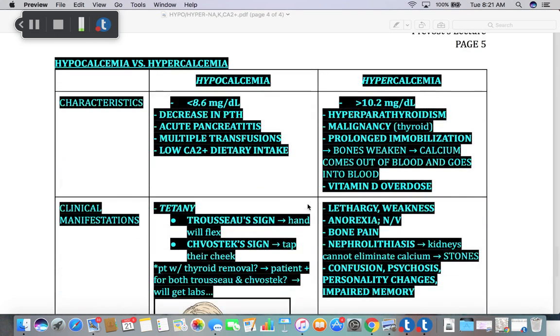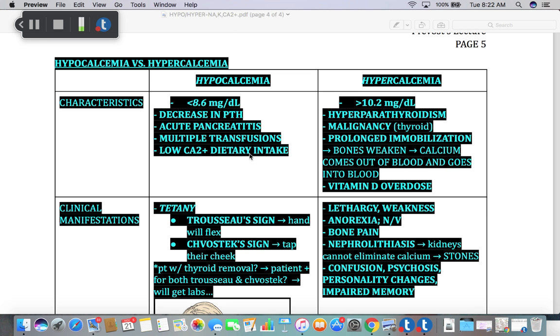Hypo versus hypercalcemia. So hypocalcemia is caused by a decrease in PTH, so in hypoparathyroidism, also acute pancreatitis, multiple transfusions, and a low calcium intake. Hypercalcemia is caused by hyperparathyroidism, malignancy, prolonged immobilization since the bones weaken, and the calcium is going to come out of the bones and go into the blood. Also, hypercalcemia can be caused by a vitamin D overdose.